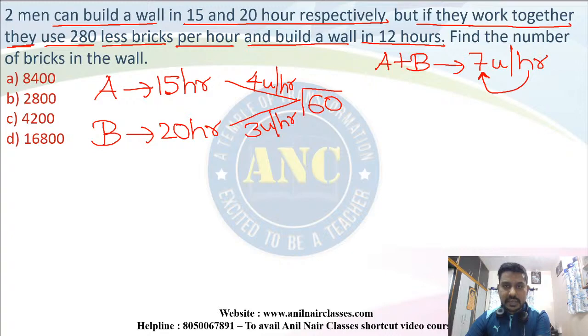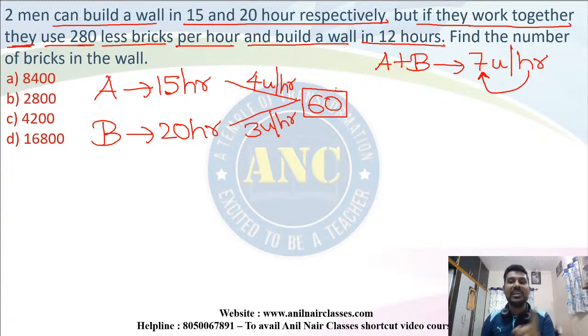But totally there are 60 chocolates in the box. In 1 hour it is 7 chocolates. To complete 60 chocolates, 7 into 8 is 56, approximately 60. So that means if they are working with their original efficiencies, using all the bricks which are present, they would have completed the work in somewhere around 8.5 hours itself.